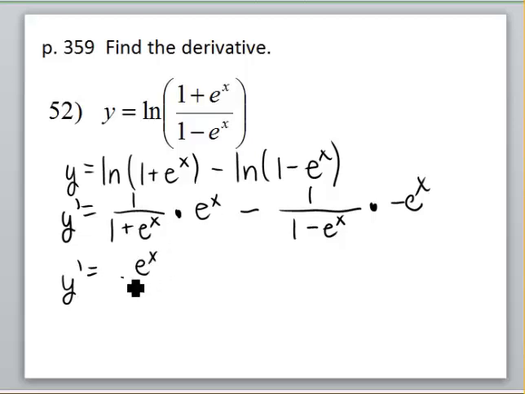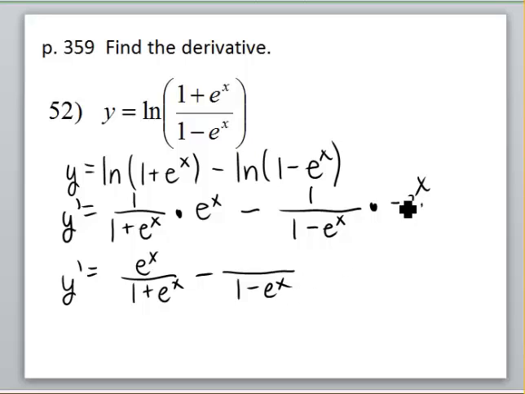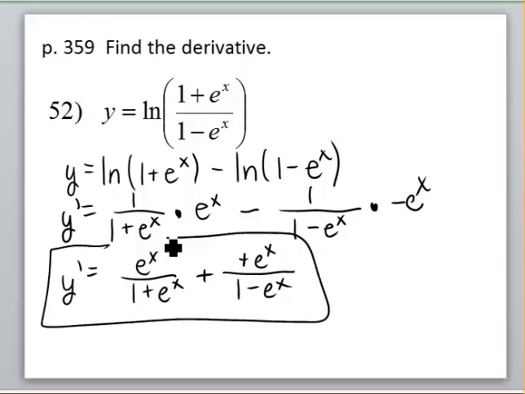So what I'm going to do is just rewrite this a little bit. I'm going to put e to the x over 1 plus e to the x minus, over 1 minus e to the x, and this negative e to the x will come on the top. And I'll change this to plus the opposite, and we're good. The only thing else we could do is make common denominators, but I'm not going to spend time doing that.